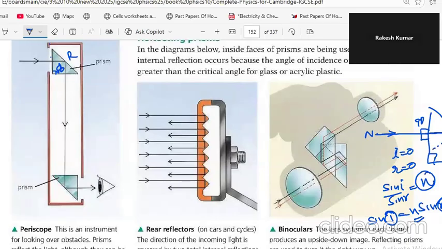Now you have to observe what the angle is here. If this is 90 degrees and this is isosceles, you can make out this is 45 and this is 45. So the angle of incidence here is 45 degrees, which is greater than the critical angle, because for glass the critical angle is 41 degrees. So it doesn't come out, it reflects.